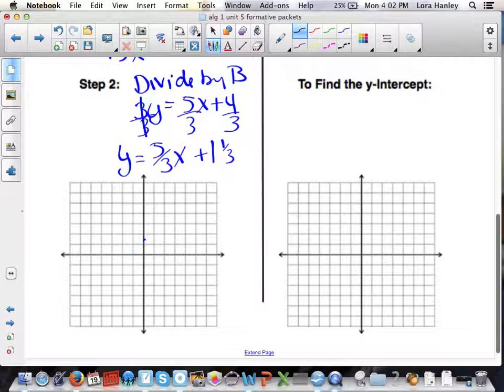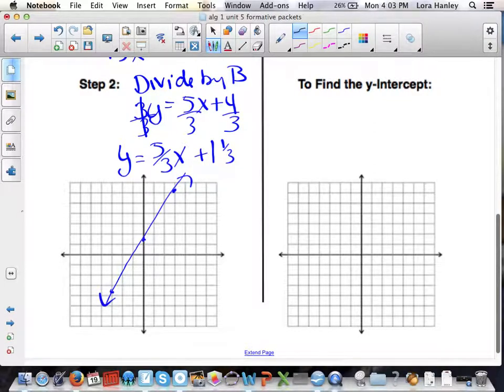And then you're going to use your rise over run. Up 5 to the right 3. So from here we can go up 1, 2, 3, 4, 5, and to the right 1, 2, 3. Or we could go down 5 and to the left 3. 1, 2, 3, 4, 5, back 1, 2, 3. And we have our line.